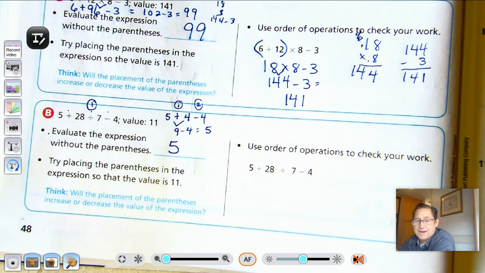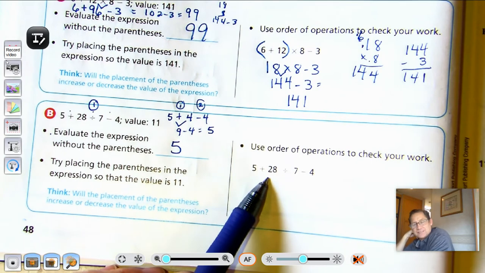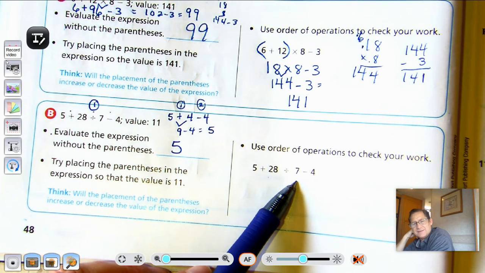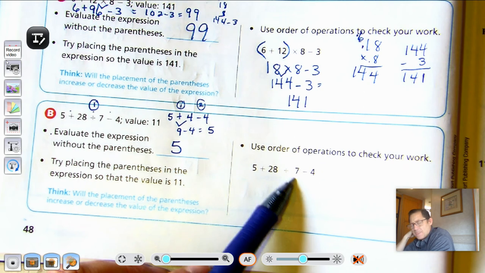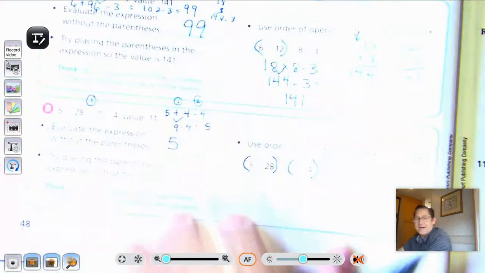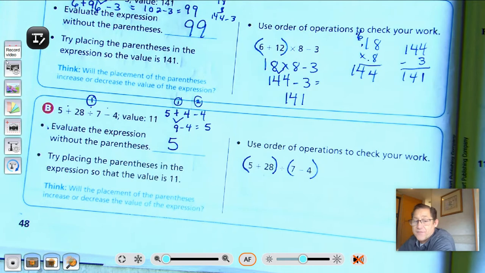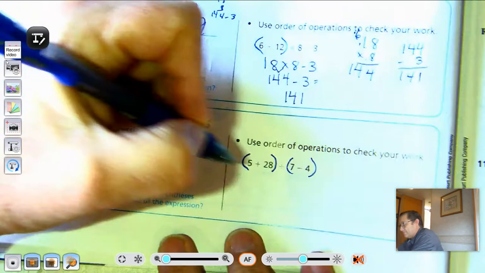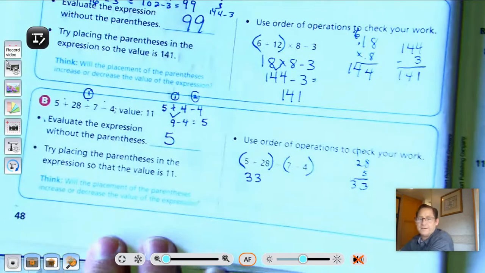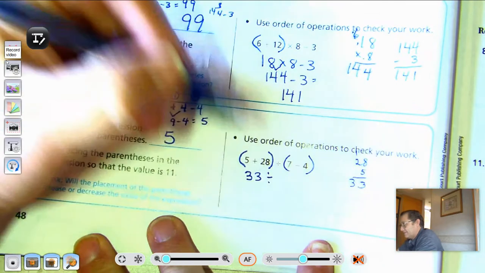Okay, so we have to try something else. Now let's see. Well, if I add 5 and 28 first, that's 33, right? And 33 divided by 7, that's going to give me a remainder. I don't like that. But I think I see that if I do 5 plus 28, that's 33. And then if I divide, put parentheses around 7 and minus 4, that would be 3. 33 divided by 3. That would be 11, right? So let's try that. 5 plus 28 is 33. Okay. Divide by the difference of 7 and 4, which is 3.